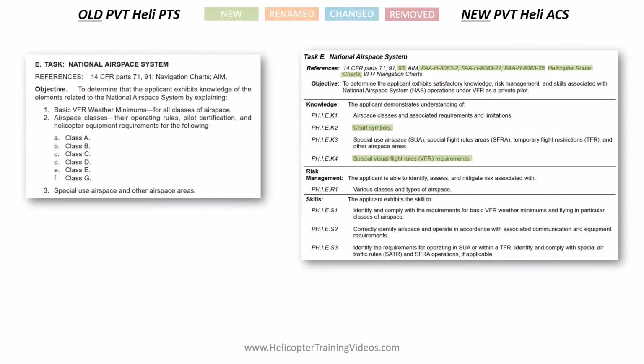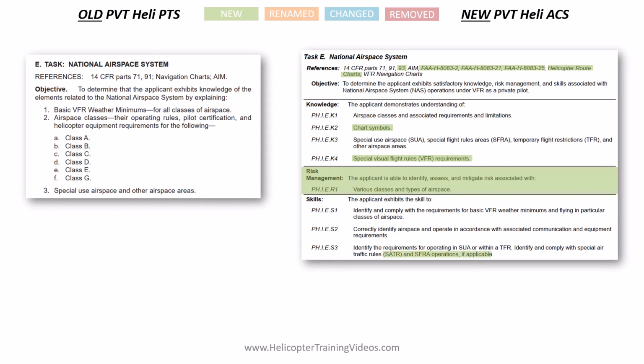They also want you to make sure you understand special visual flight rules and their requirements for getting special VFR, as well as where you'd get the special VFR from, etc. The risk management section is kind of wishy-washy really for risk management under ACS. It just says, identify, assess, and mitigate risk associated with various classes and types of airspace.